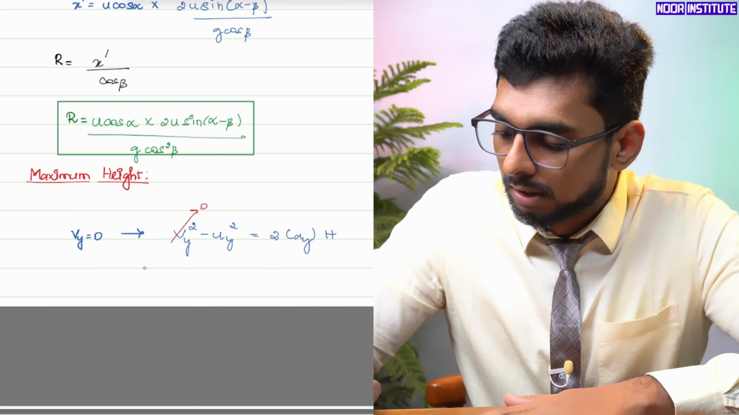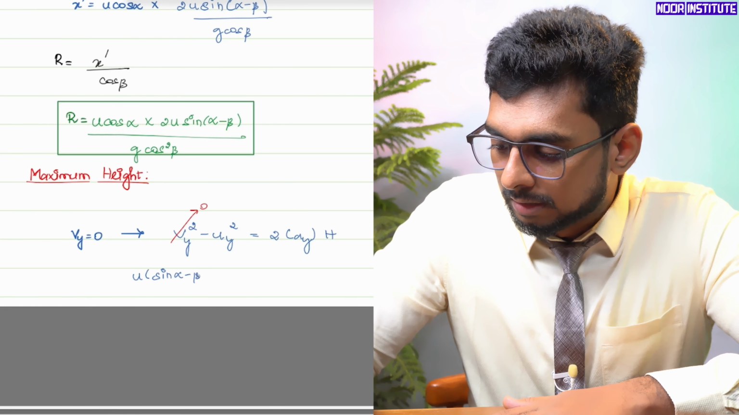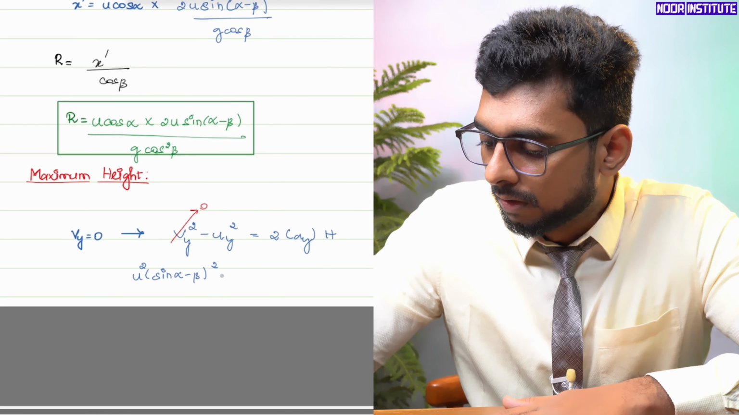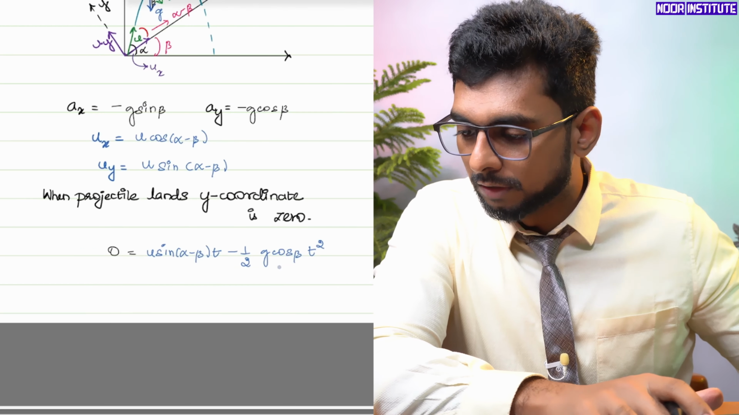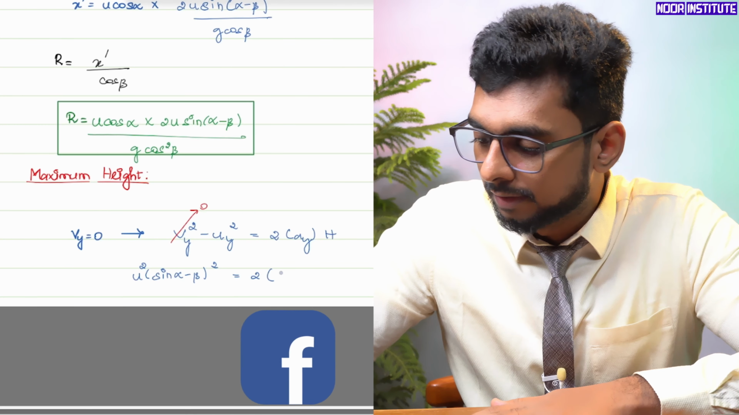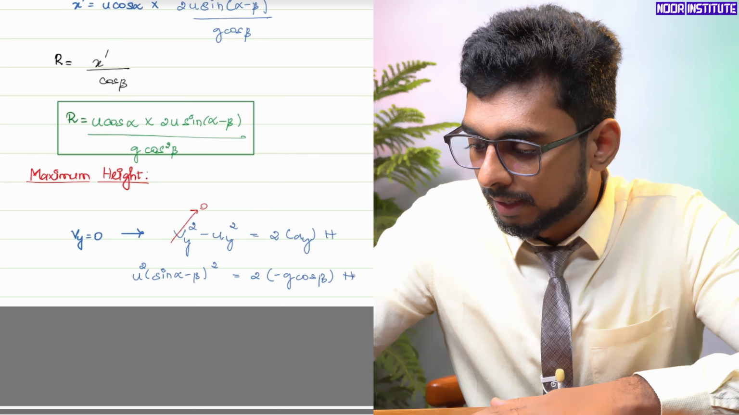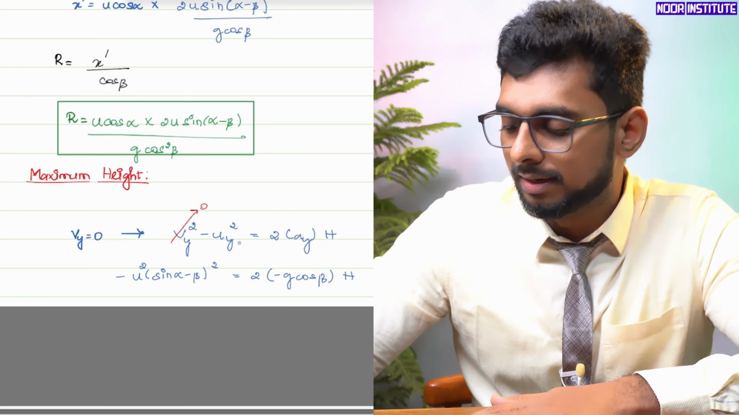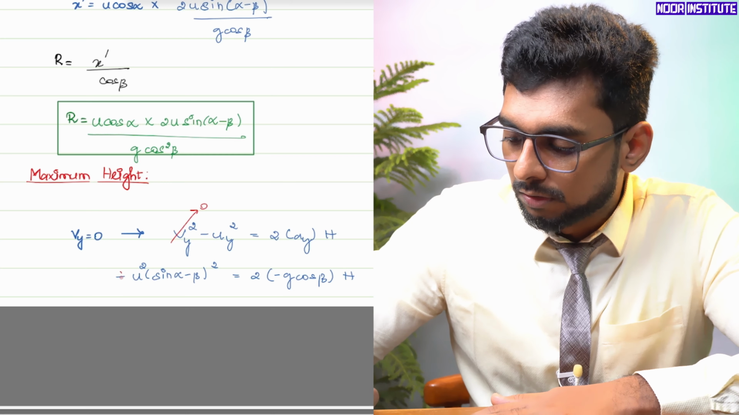I'll substitute that, so you will have u square sine square alpha minus beta, which is equal to 2, instead of ay, I'll substitute minus g cosine beta, since that was along the y-axis, and then you have h. Here I just left one negative sign, which is minus uy the whole square. In this case, I'll cancel out those two minus signs, so it becomes positive.